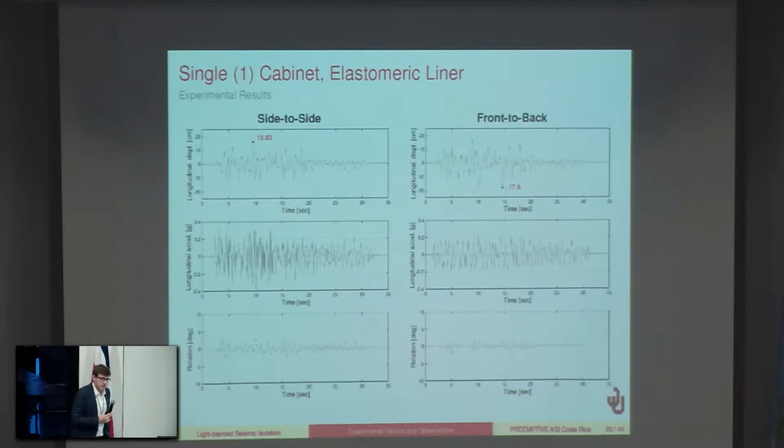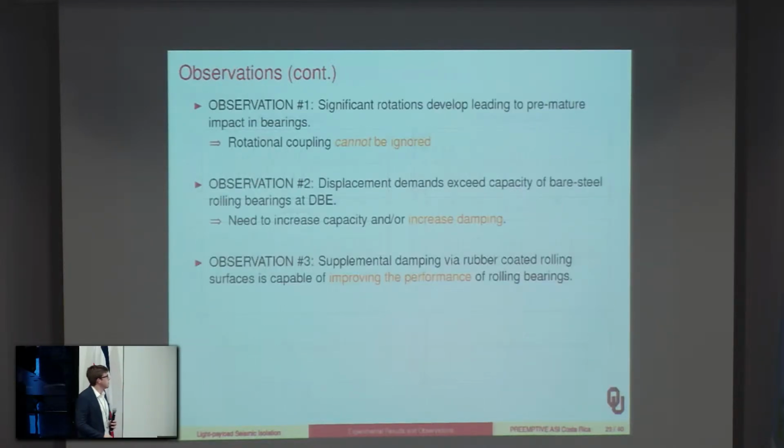So now when we added the damper liner, what we note is our displacements went down significantly. No longer do we see impacts in these systems. So increased damping, decreased displacements, ultimately improved the performance. So we saw with that rubber liner that we had some improved performance.